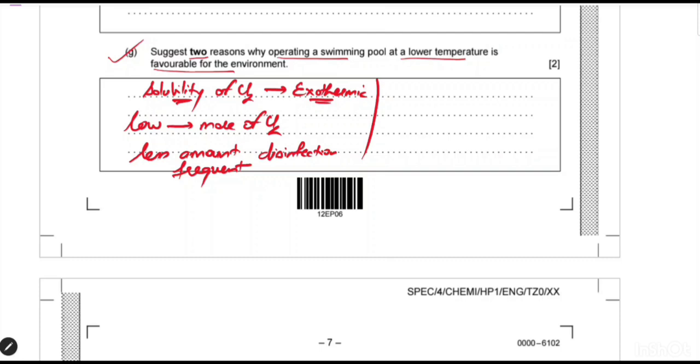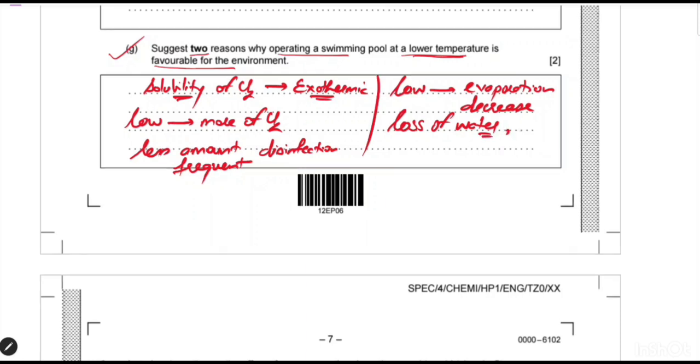Okay. Next, if I am using the swimming pool at low temperature, then the evaporation of water also decreases. Loss of water is prevented. Hence less water is required to refill the pool less frequently.